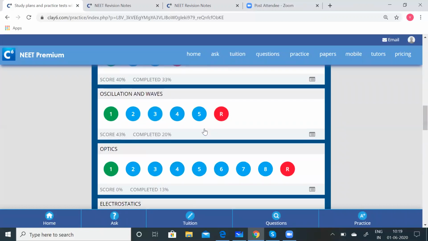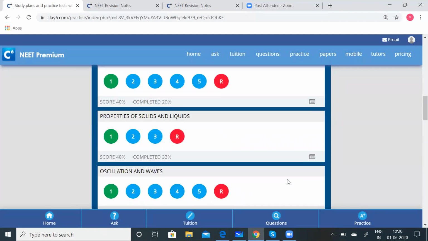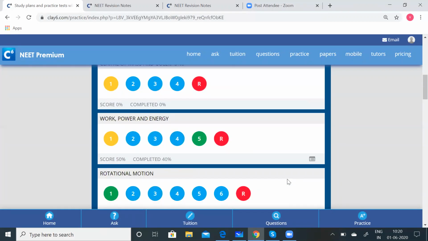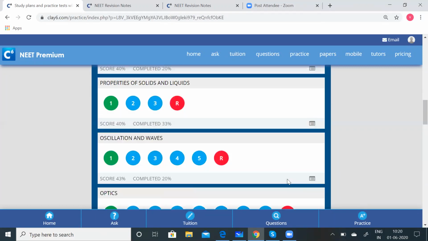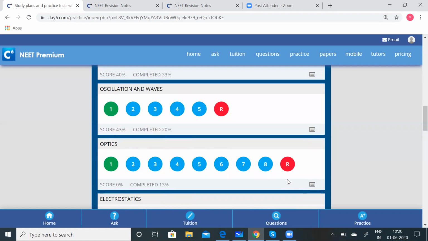Now we'll go to optics. Here you can see the different colors. The blue bubble says you have not taken up the test. The green bubble says you have already taken the test, and the red bubble is a random test. You can also see the yellow bubble in the previous things. That means it is an incomplete test. Once you are thorough with the concepts, you can complete it again. Even if you have taken the test once, you can take it any number of times until you are happy with the results.